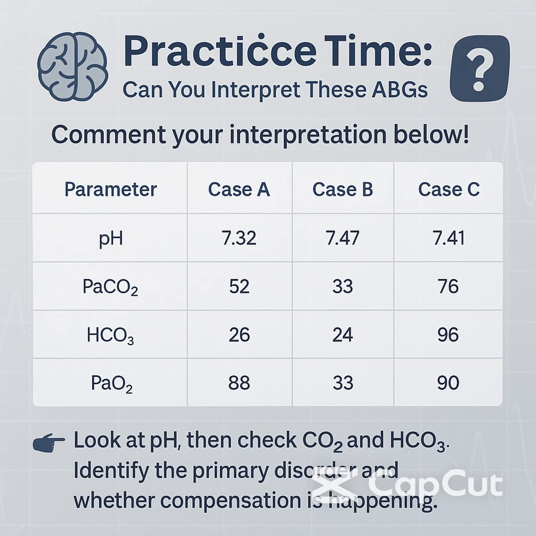Alright, now it's your turn. Look at the three ABGs on screen and try to interpret them. Start by checking the pH. Is it acidotic, alkalotic, or normal? Then look at PaCO2 and bicarb to figure out which system is causing the problem and whether the body's trying to compensate. Don't forget, a normal pH doesn't always mean the ABG is normal.